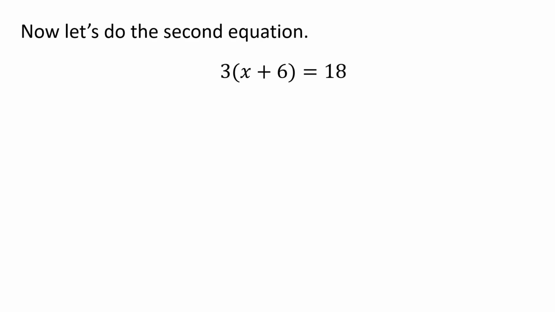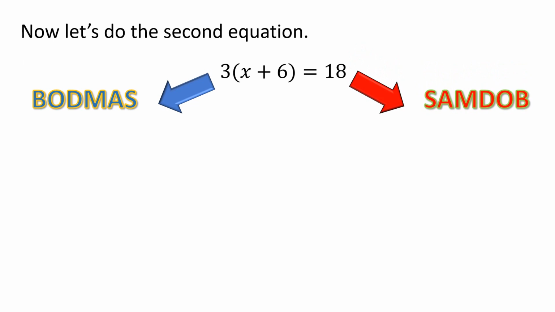Now let's do the second equation. 3 open brackets x plus 6 close brackets equals 18. Sometimes people will say this as 3x plus 6 equals 18, but that can be a little confusing. Again, we're going to do it both ways, starting with BODMAS.